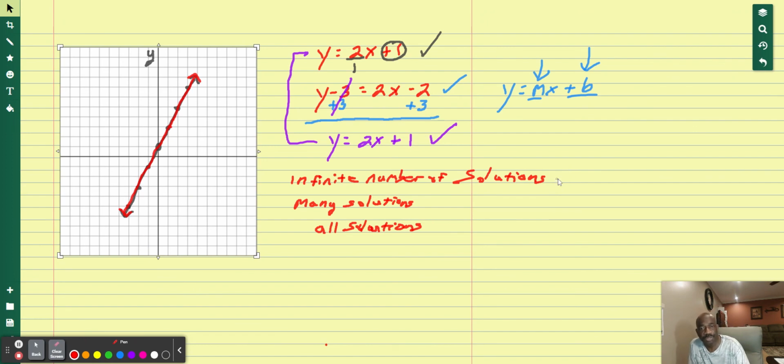You'll see in your textbook this answer, infinite number of solutions, but the answers of many solutions and all solutions also are correct. All right, because they are essentially the exact same equation. Therefore, it's the exact same line. All right, very good.